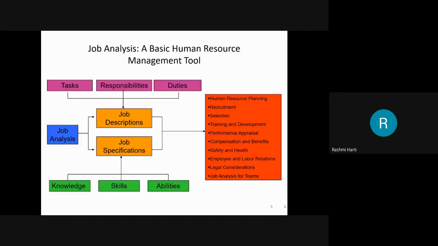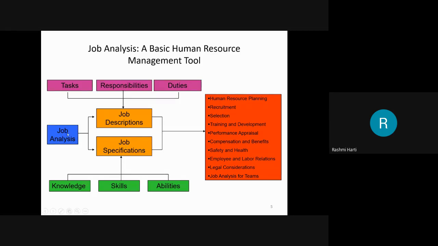If you look at this particular diagram, students, it is a basic human resource management tool. Here job analysis, as I said, consists of both job description as well as job specification. Job description is the task, responsibility, and duties to be performed in a particular job. Job specification is the knowledge, skill, and ability required for a particular job.